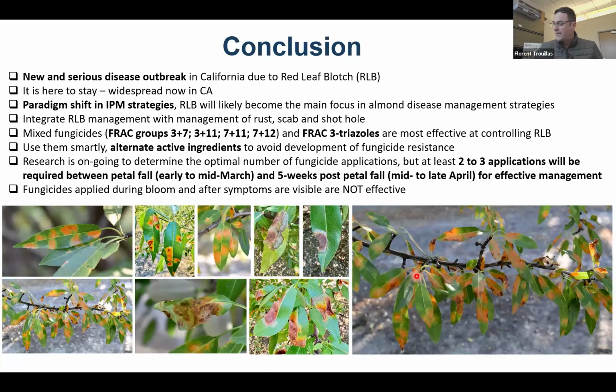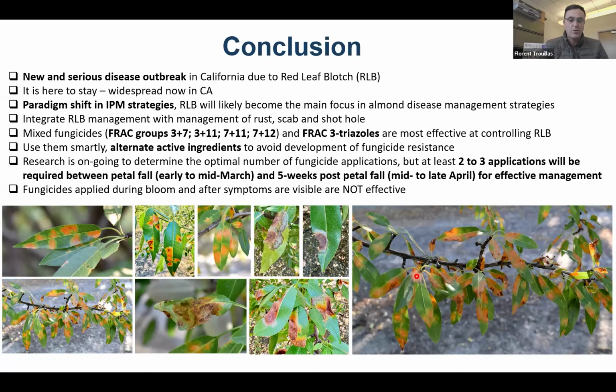With this, I will conclude right here. The main point of this talk is that red leaf blotch is a new and serious disease for California. We're talking right now about a disease outbreak. The disease is here to stay. It's not going anywhere. We're going to have to live with red leaf blotch within our almond industry. And in terms of disease management, it's a bit of a new approach.